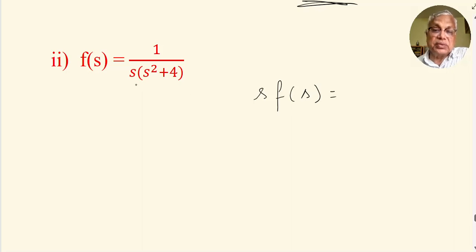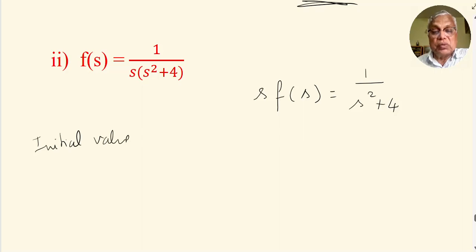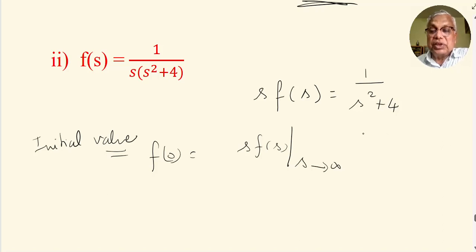If you multiply F(s) by s, the s cancels and you get 1 by s square plus 4. So the initial value, by using the initial value theorem, f of 0 will be equal to s into F(s) as s tends to infinity. You put s equal to infinity here, this 1 by infinity becomes 0. So the initial value of this function is 0.